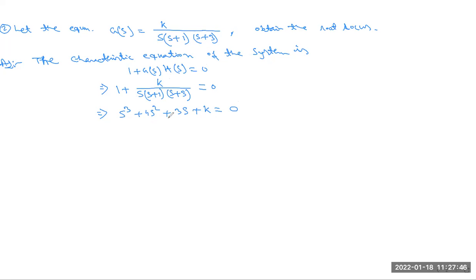So this is basically the required characteristic equation we have to solve from the given question. Here you can see the highest order is s to the power 3. That means this is a third order system, so the number of roots is also 3. Now you have to calculate the various values from here also.